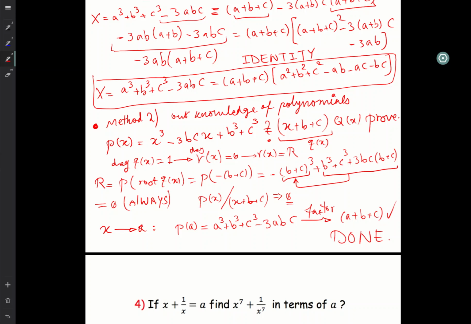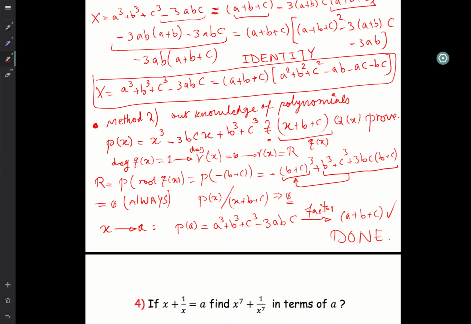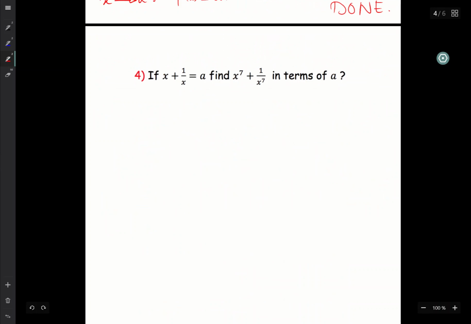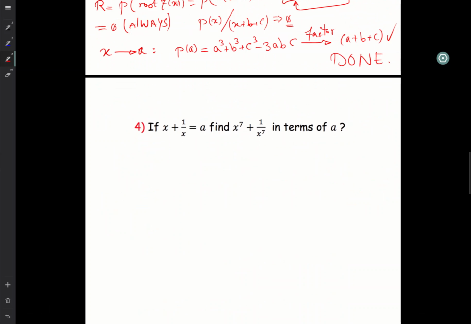So this is just using our knowledge of polynomials and the division and the fact that if the degree of q of x is 1, then the remainder should always be a constant number, and we know how to calculate that constant number. Alright, question 4. If x plus 1 over x is a, find x to the 7 plus 1 over x to the 7.